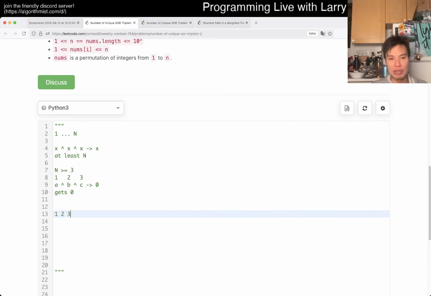If you have 1, 2, 3, and 4, then we know that we have at least 3 numbers of 1 bit. So if you think about this as binary, you have 1, you have 10, and the 3 we'll ignore for now, and 100. To combine the 3 of these, it's going to be 111, which is 7.